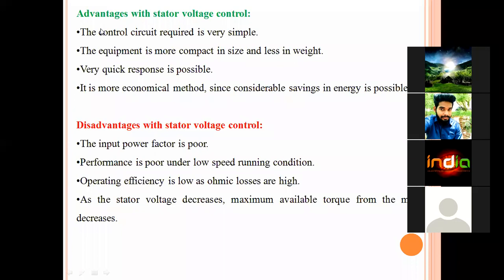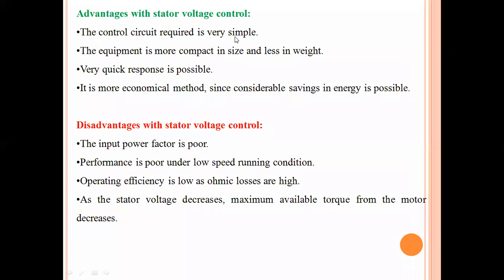Now coming to the advantages, the control circuit required is very simple, because we only need to get the firing pulses. All are thyristors, so only firing pulses are enough to control the thyristor switches or the triac switches. So the control circuitry to produce those firing pulses is very simple. That means the total system size will be compact and the weight also less. That is an added advantage.